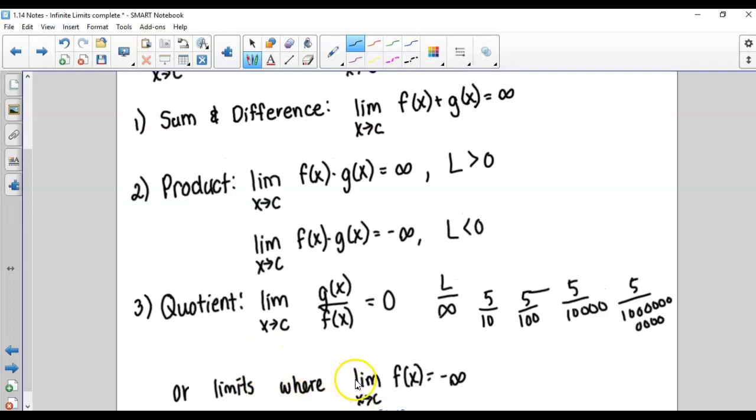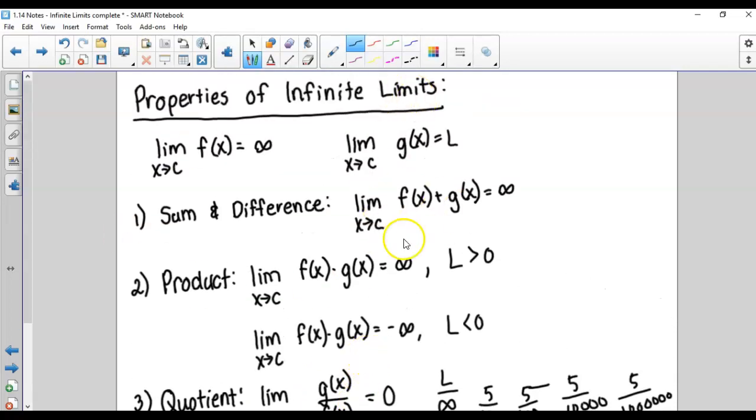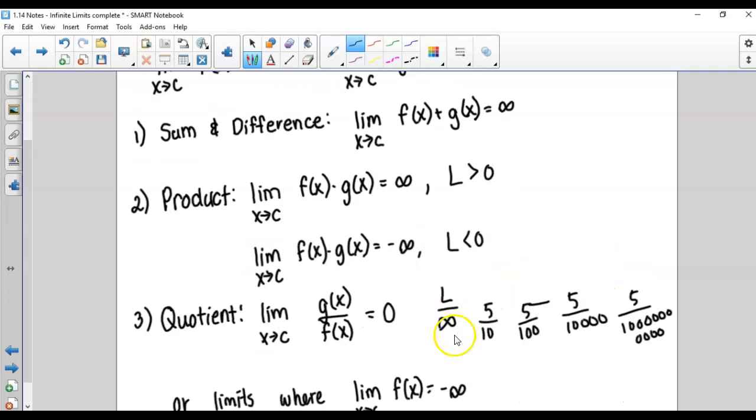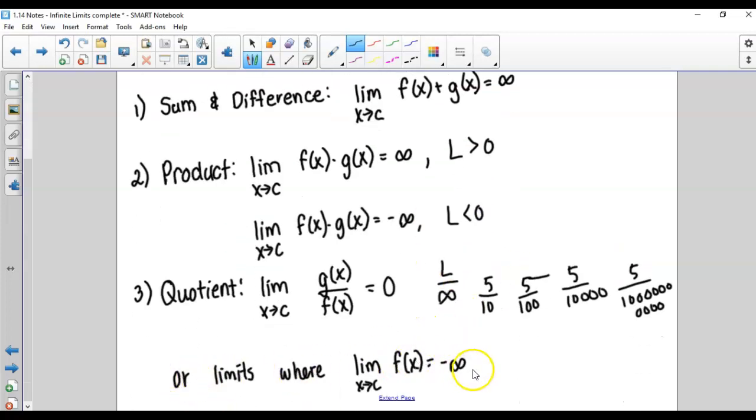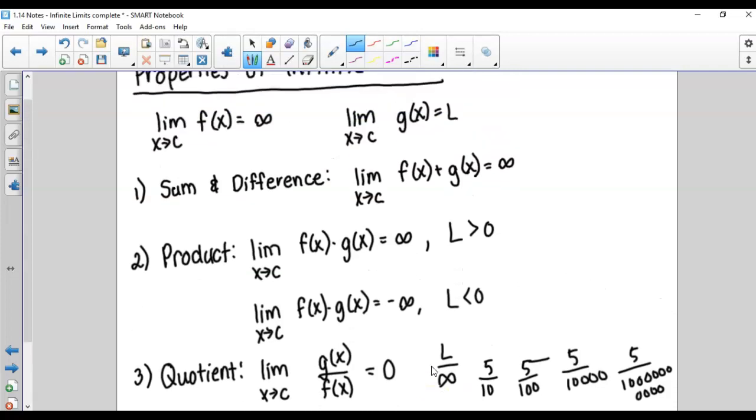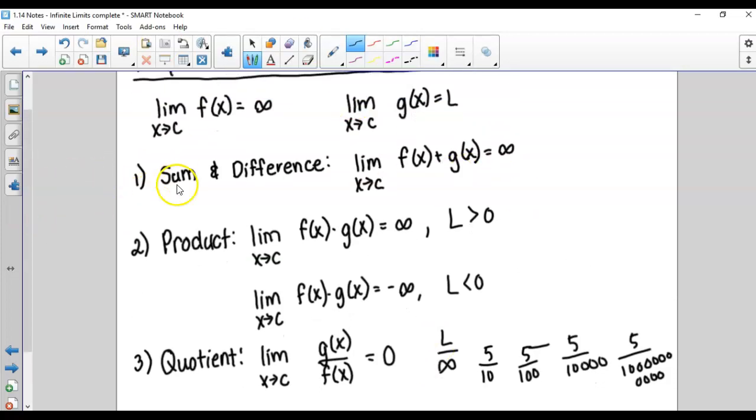And these properties also apply whenever you are dealing with negative infinity. So rather than restate them all for negative infinity, just note that they also apply in these cases.